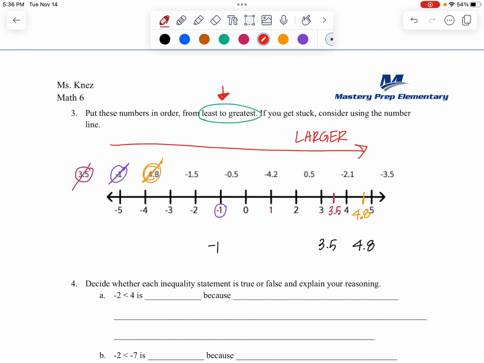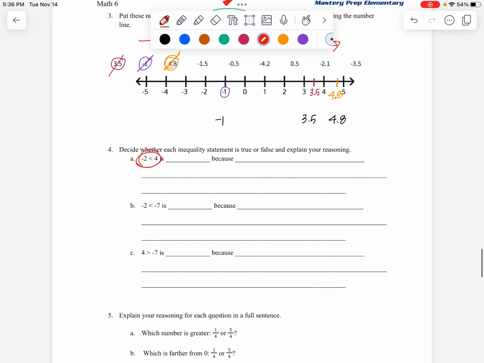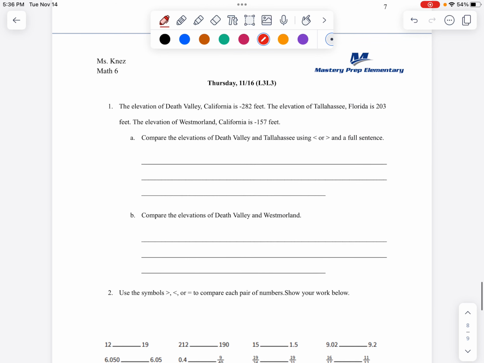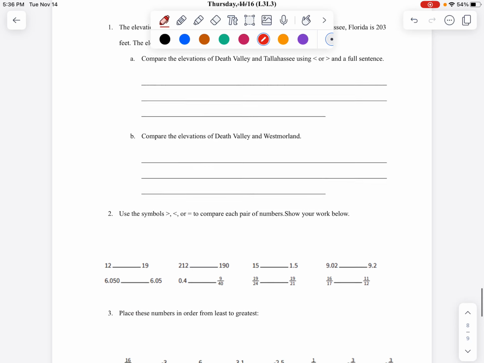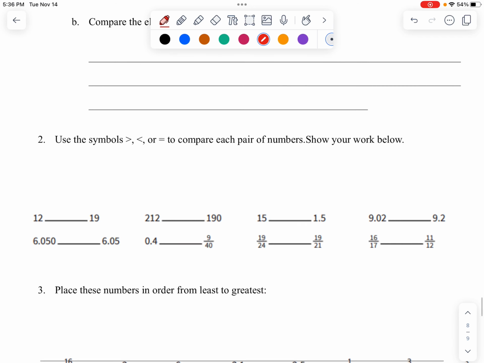In question 4, you can also use the number line to help you. You're just determining whether the inequality is true or false. So in A, is -2 actually less than +4? And explaining your thinking. The last thing I'll cover in this video is Thursday night's homework. On Thursday night's homework, you're really doing more of the same. You're taking the opportunity to make comparisons of real-world situations. I'm going to model question 2.